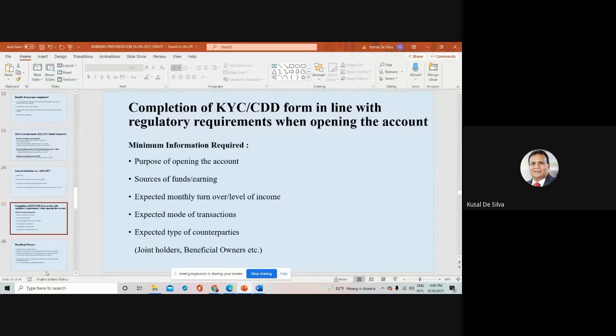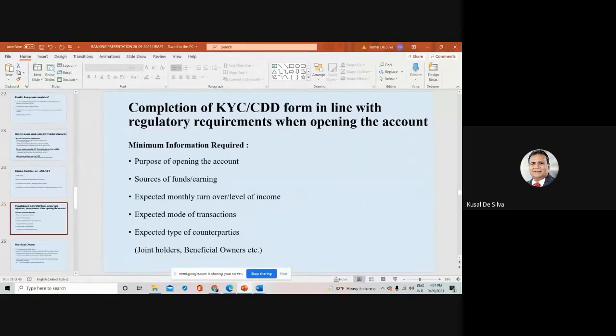If I say my monthly income, my salary, is 100,000, and if I get a credit of 10 million or 1 million, it is not in line with my declaration. So then the system should be able to identify it. This is a kind of suspicious transaction. Then further investigation or inquiry can be made.